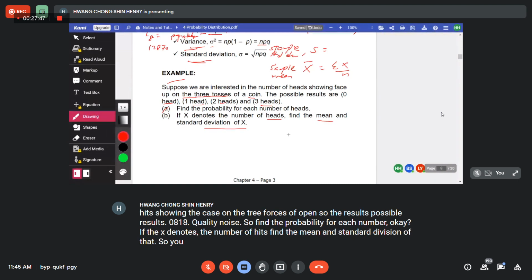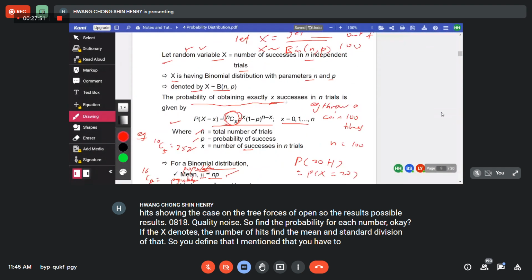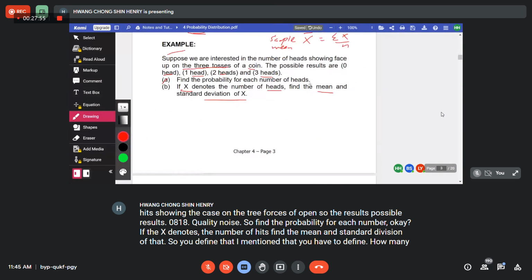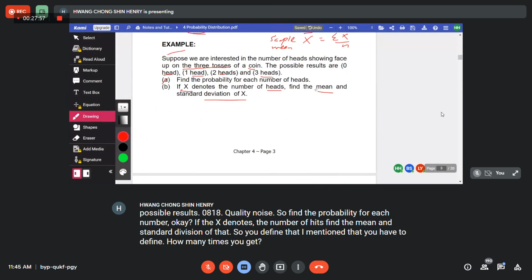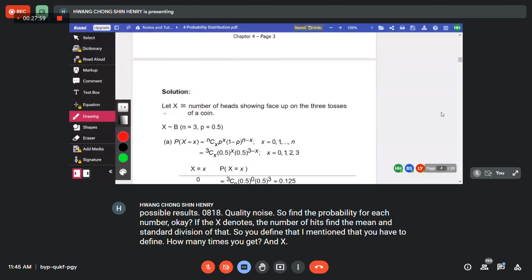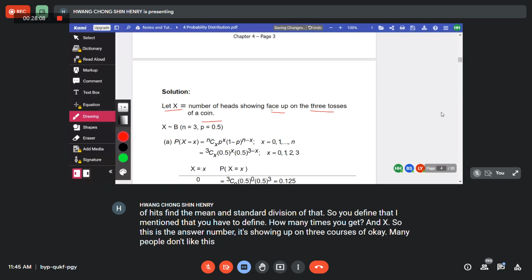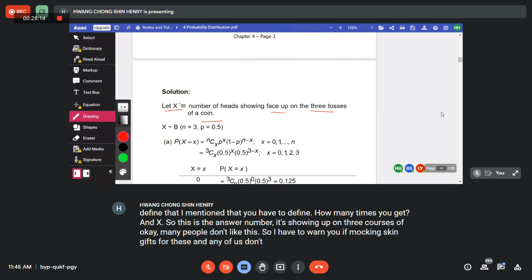So you define the x as well. Remember I mentioned that you have to define let the x is what? How many times you get heads up. So you define the x. So this is the answer. Number of heads showing up on 3 tosses of the coin. Many people don't like this. So I have to warn you, if the marking scheme gives half marks for this, and you don't write this definition, you don't get the half mark.